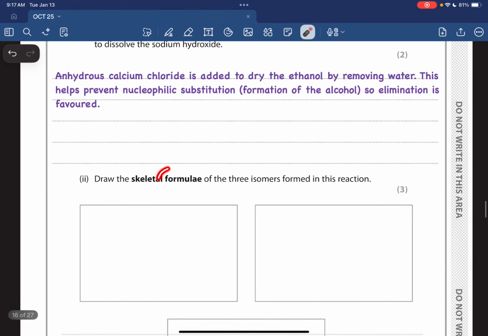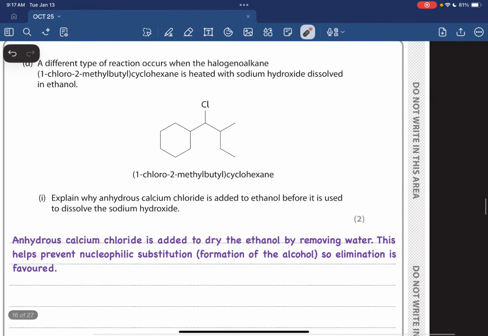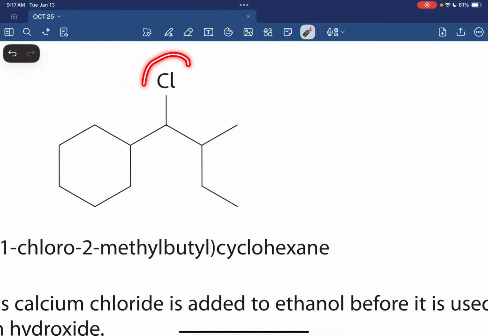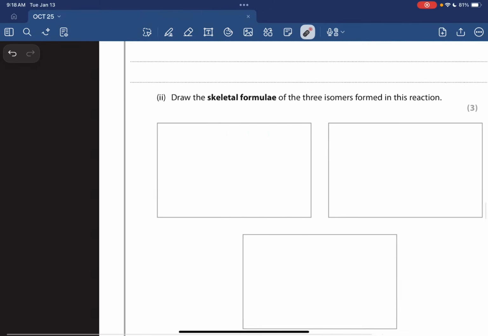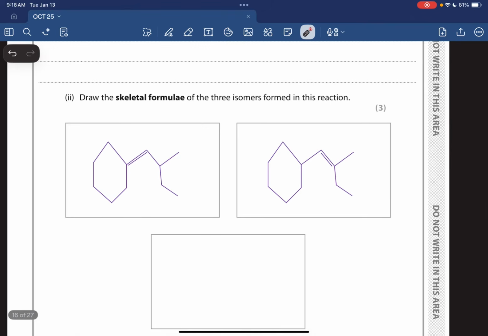Now, draw the skeletal formula of three isomers produced during this reaction. As the chlorine is removed from here, a double bond could be formed over here or here as well. If you were to look at this, it should look something like this, since chlorine is being removed from there.